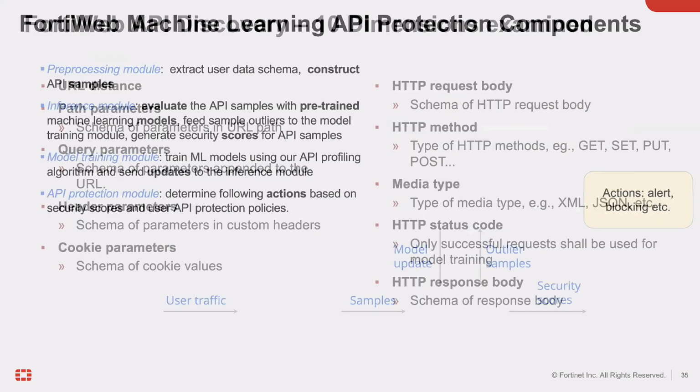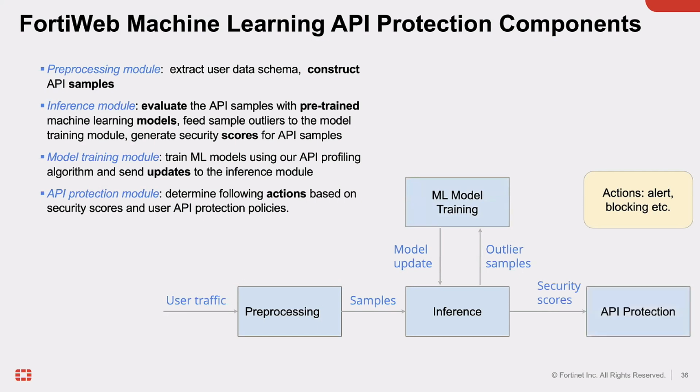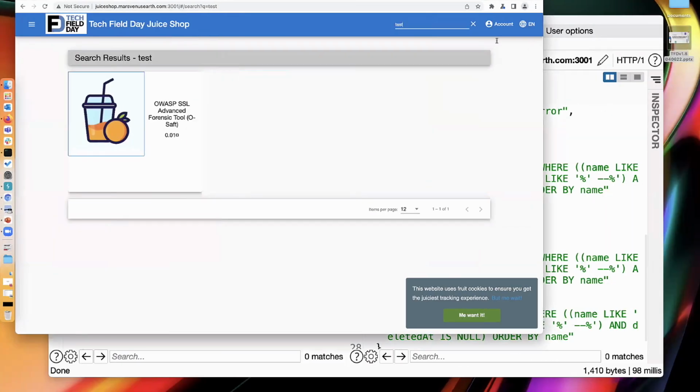So user traffic will come in, it will take the data, sample it, and send it to our machine learning model, and it does know what it should look like. Now it will apply some security scores, apply the API protection, and alert or block at the end. So let's see this in action.